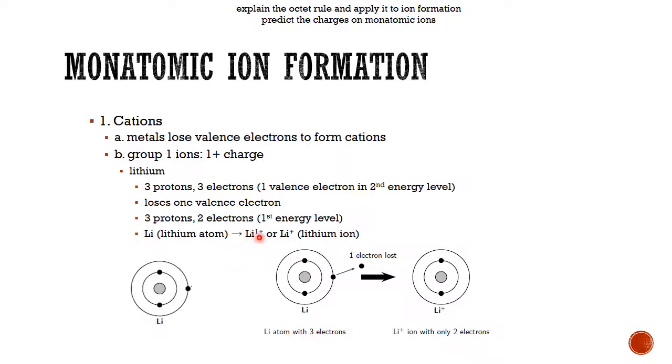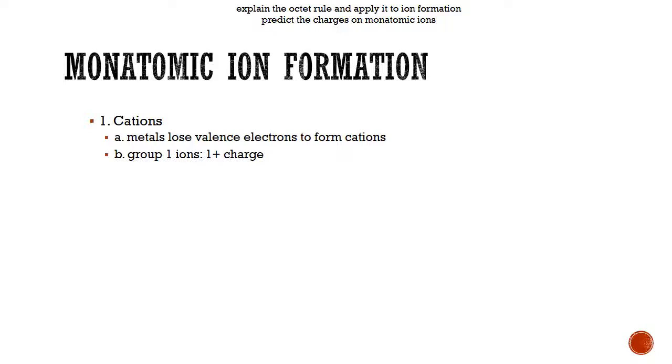So I can either write it with a 1 plus as a superscript on the right side, or because it's 1, I can simply put plus. Okay, the 1 is understood to be there if there is no number there. And again, note we would call it a lithium ion. So let's look at another group 1 element and see if this same idea still applies. Let's take a look at sodium.